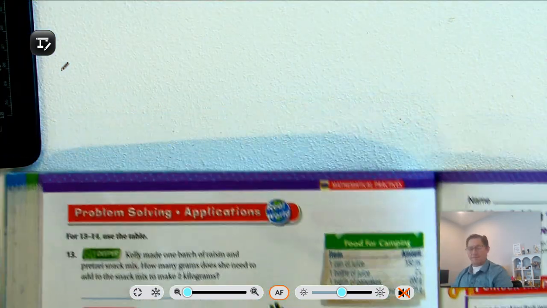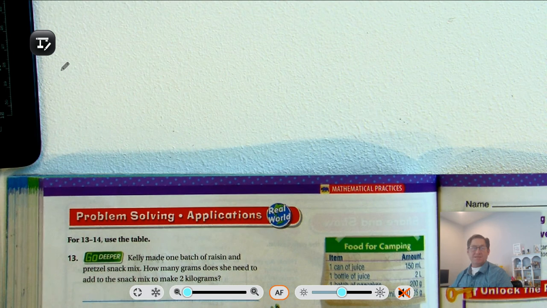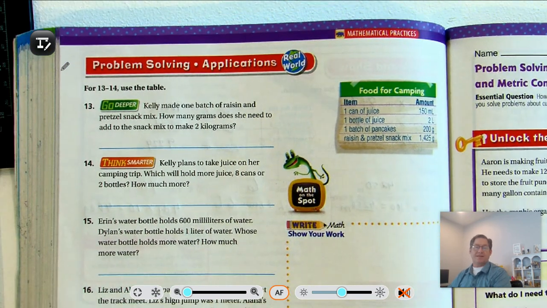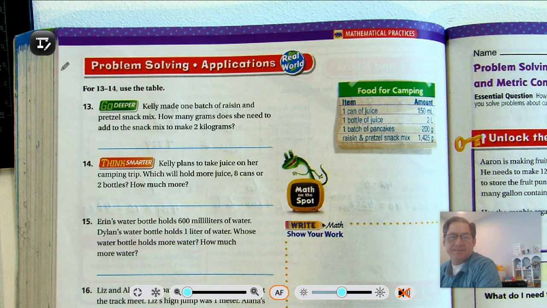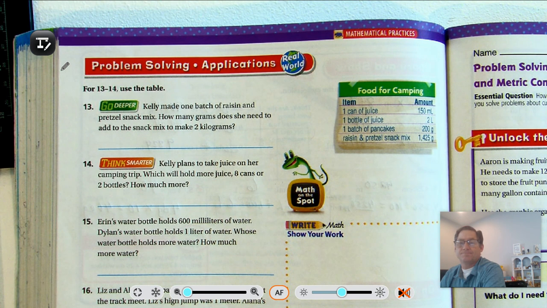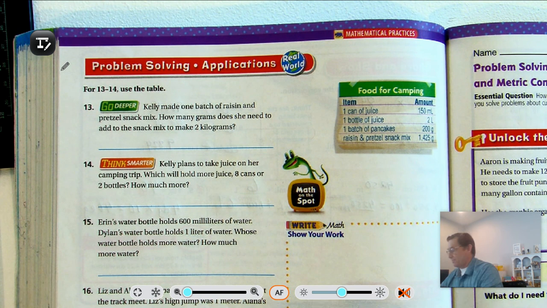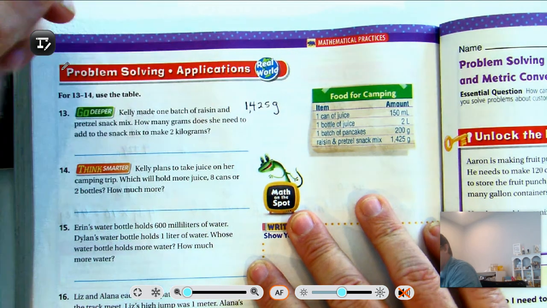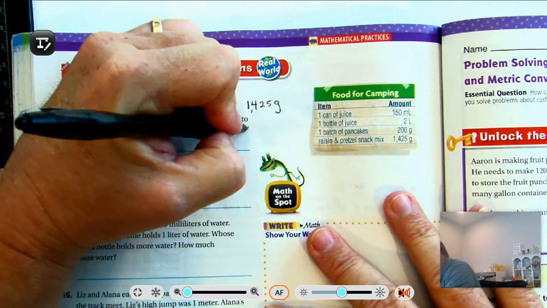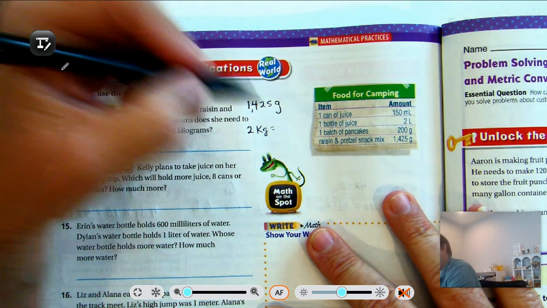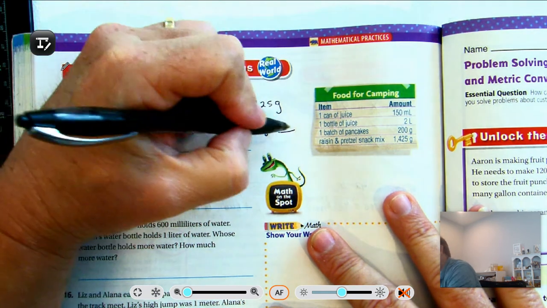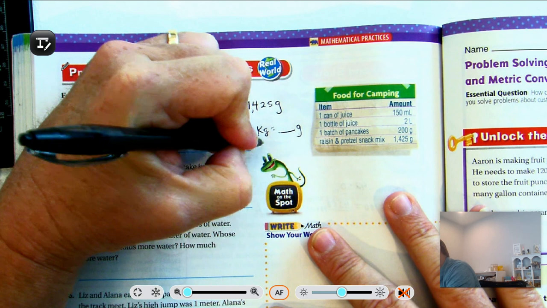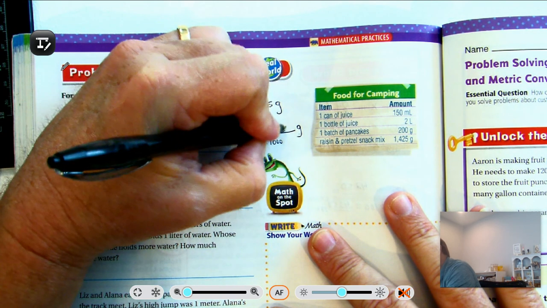Number 13. Kelly made 1 batch of raisin and pretzel snack mix. How many grams does she need to add to the snack mix to make 2 kilograms? All right, so right now we're at 1,425 grams, and we need to make 2 kilograms. Well, 2 kilograms is how many grams? We're going from larger to smaller, so we'd multiply 2 times 1,000, so 2,000 grams.